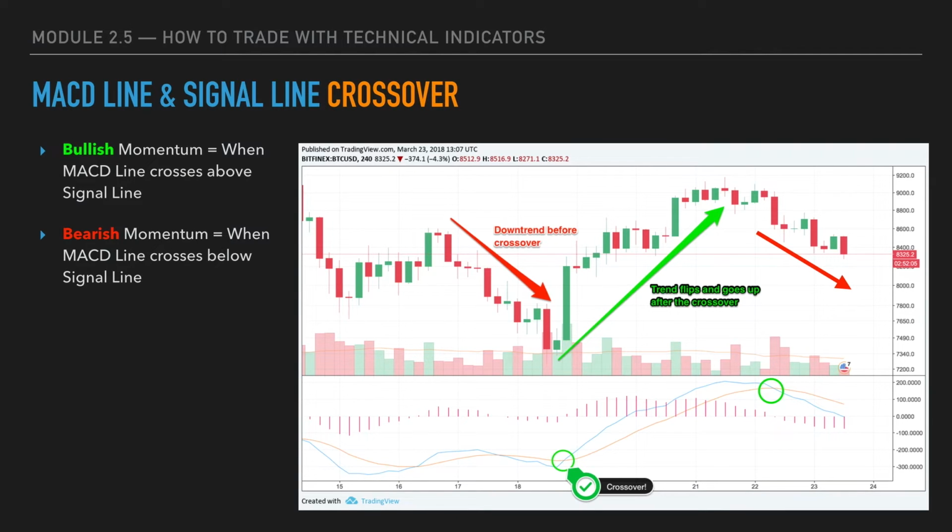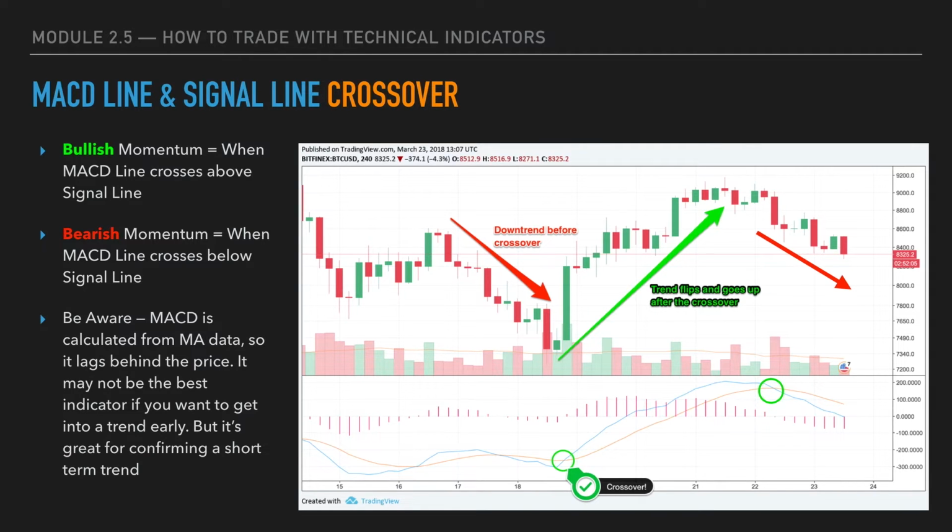When the MACD line crosses below the signal line, it implies bearish momentum in the market. One thing to be aware of is that MACD is calculated from moving average data, which means it lags behind the price. Or, as professional traders say, it is a lagging indicator. It may not be the best indicator if you want to get into a trend early, but it's a great indicator for confirming a short-term trend.